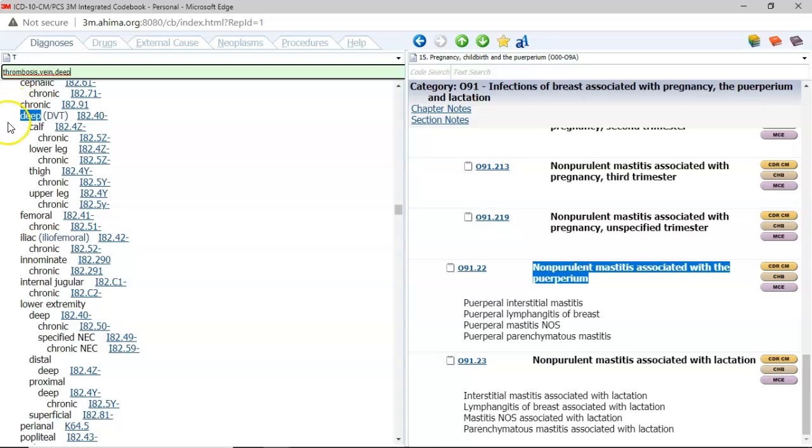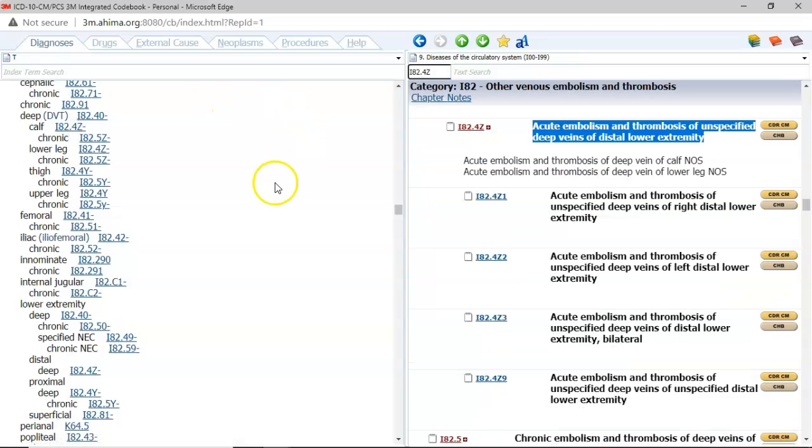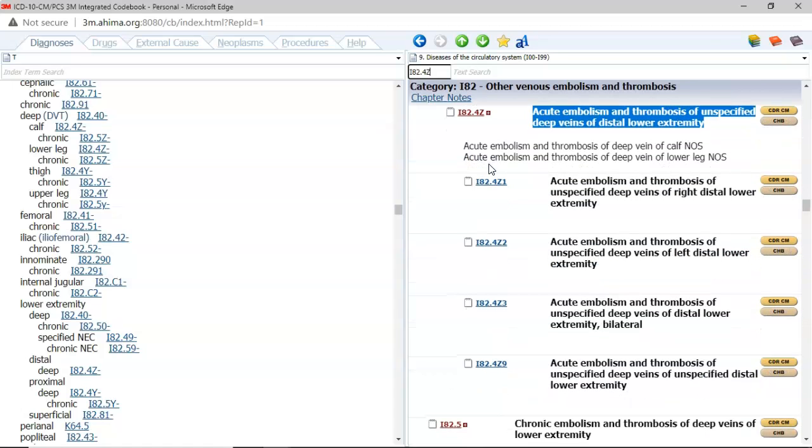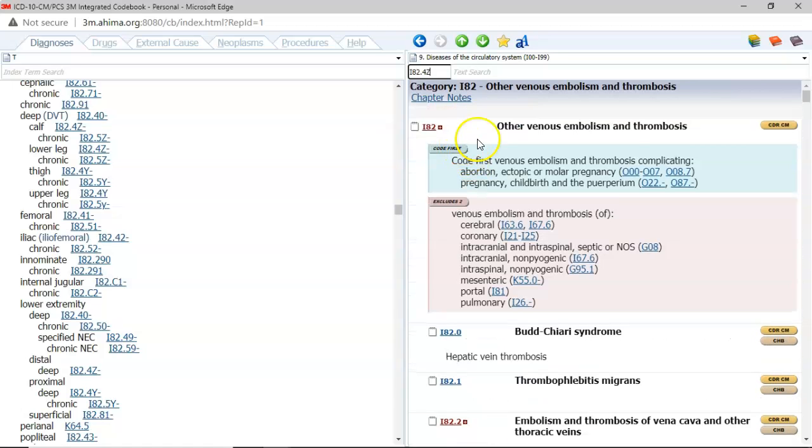So if we go to thrombosis, vein, and deep, we can see that we have the code here for calf, I82.4Z. And when we verify that in the tabular, we're going to choose 1 because that's specific to the right lower, and that's what we have, correct. Okay, so now we need to apply the code related to the fact that this is an obstetrical.